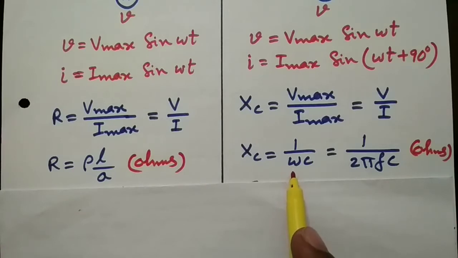Here omega is the angular velocity. So we can find the value of Xc by using either 1 upon omega C, or 1 upon 2 pi F C.